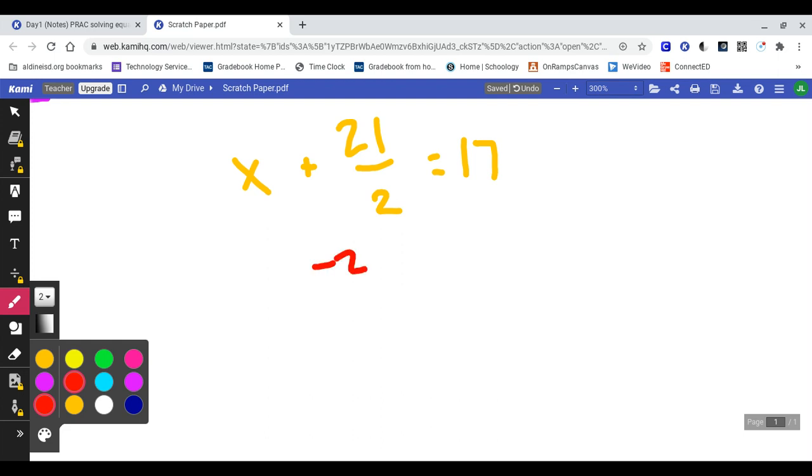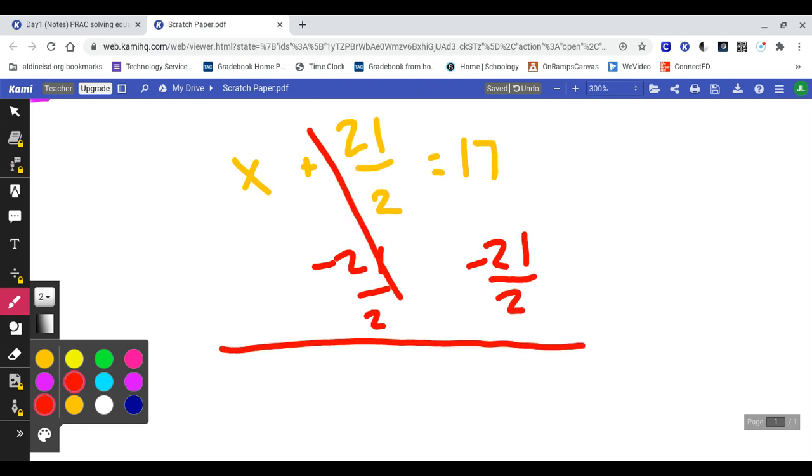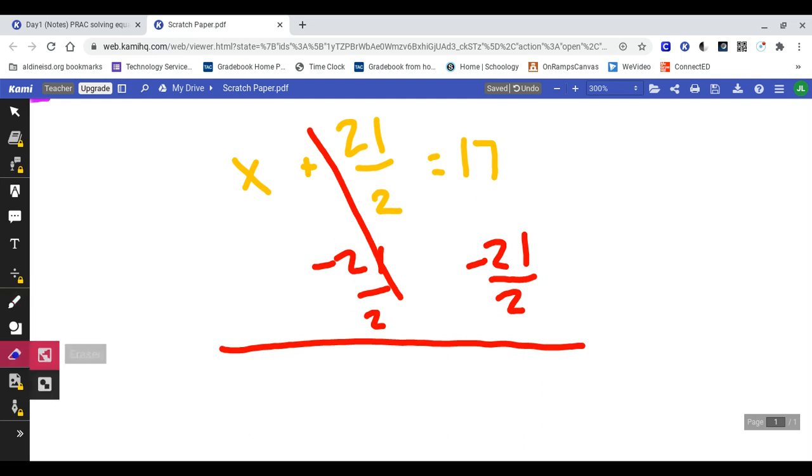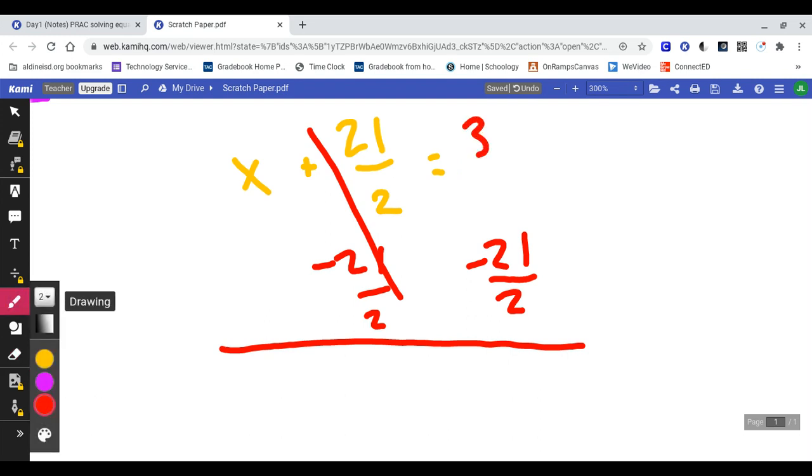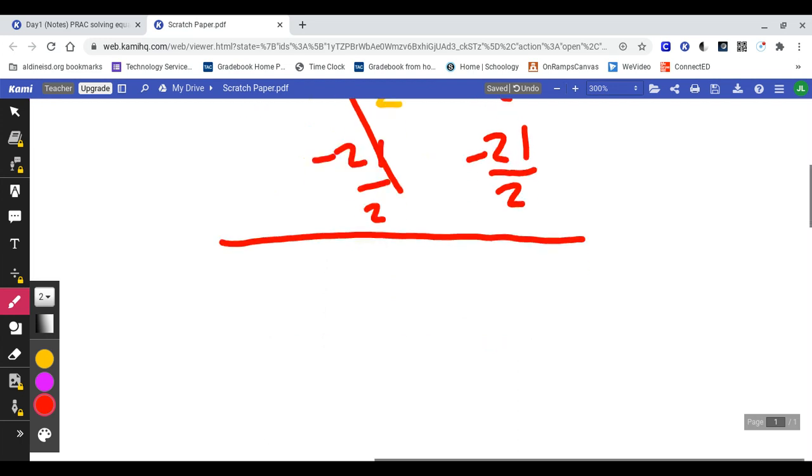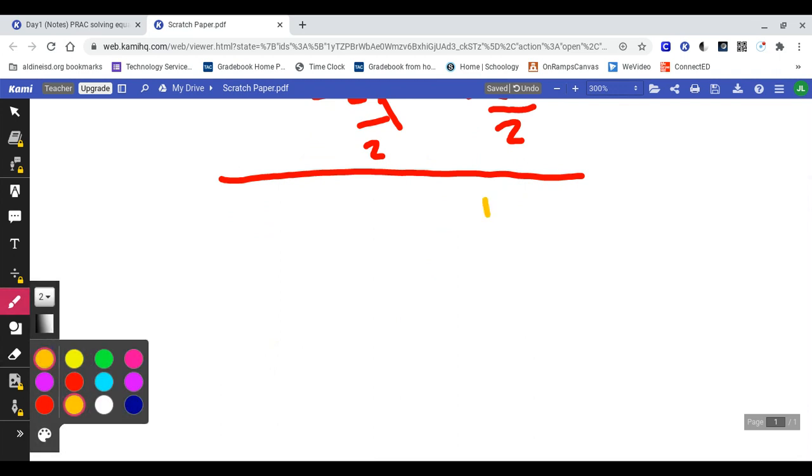I'm going to subtract the 21 halves from both sides. And so just like before, we need a common denominator. So we will make that 34 halves. So of course, 34 minus 21 is going to give me 13. The x will carry down. And now I've solved for my answer.